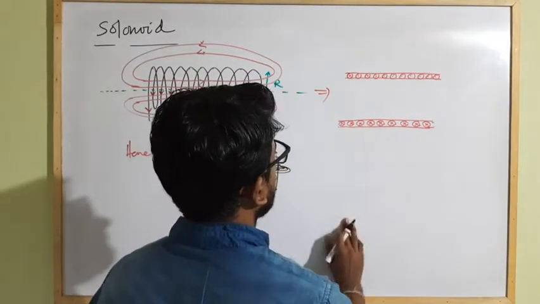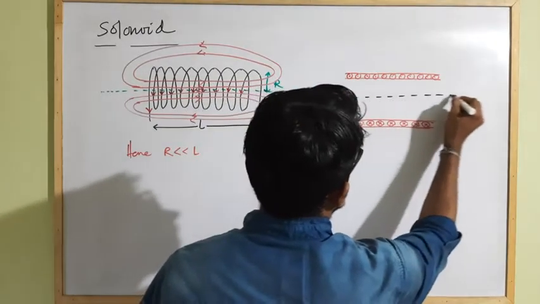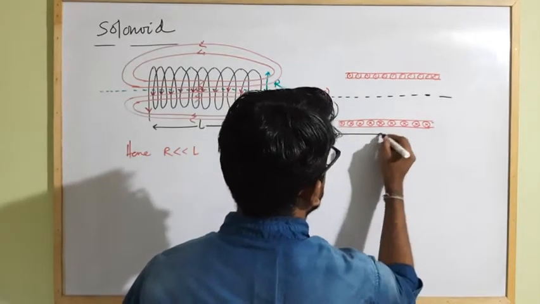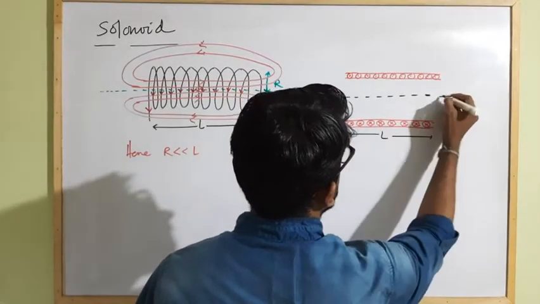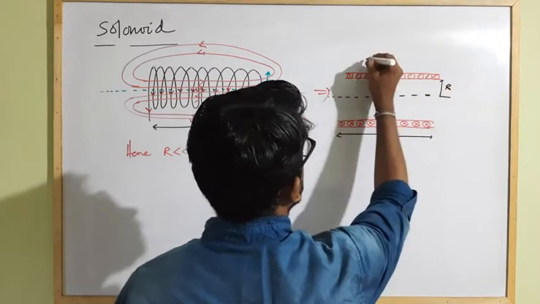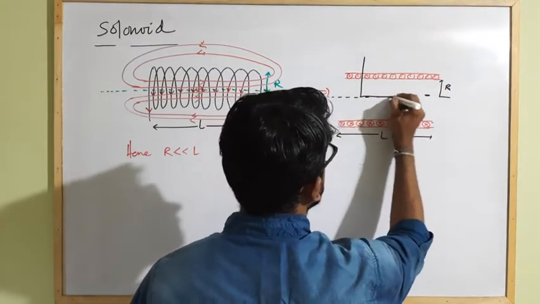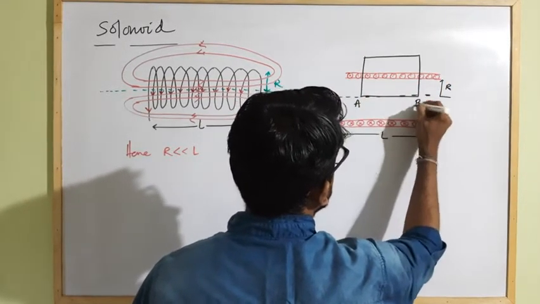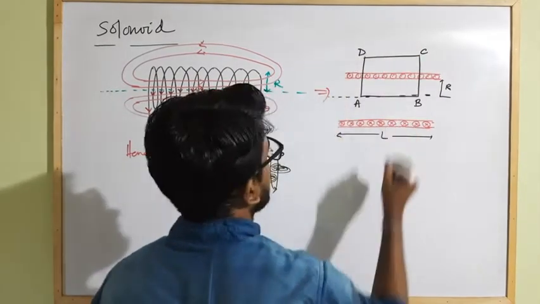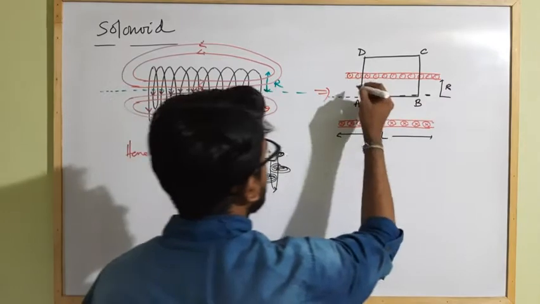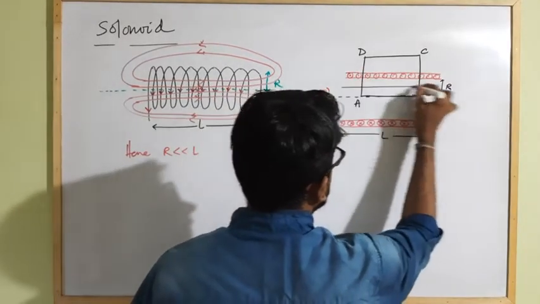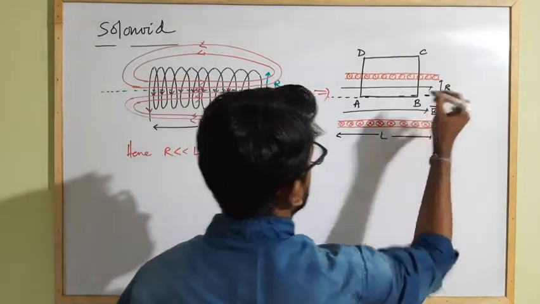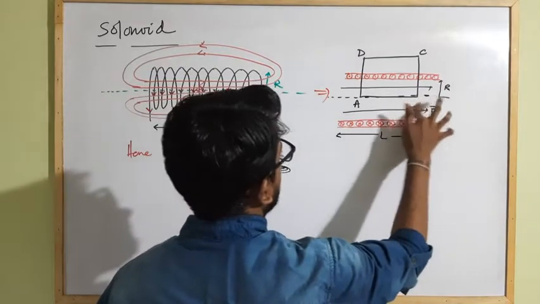So here we have to consider an Amperian loop. If this is the segment, this is the axis, length L and a radius R. Here we have to consider an Amperian loop like this, a rectangular Amperian loop, A, B, C, D. Okay, the magnetic field lines within the solenoid are along this direction, B vector. Clear?